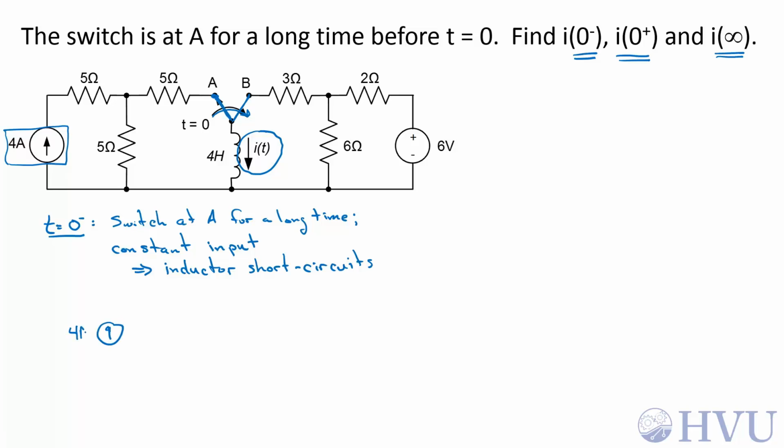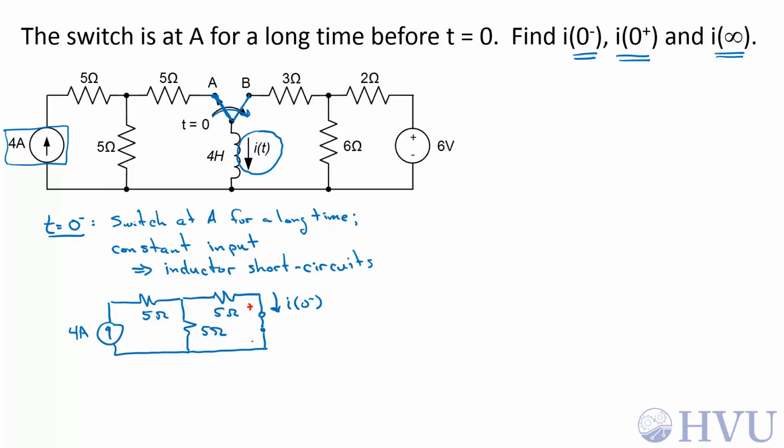There's a 4 amp source, a 5 ohm resistor, another 5 ohm resistor, yet another 5 ohm resistor, and then a short circuit representing the inductor. And this is the inductor current at 0 minus.